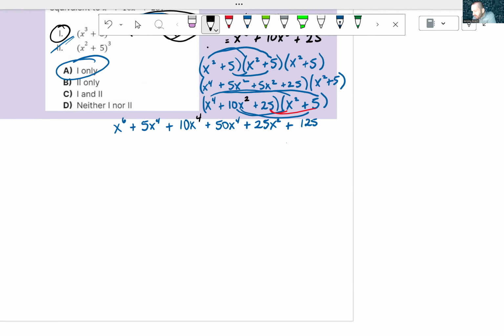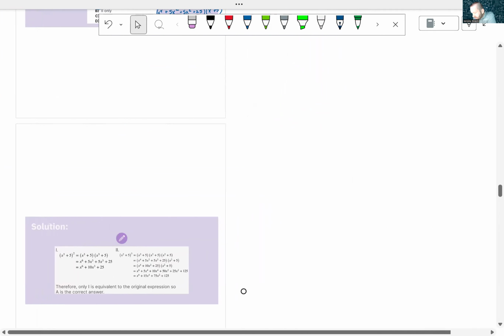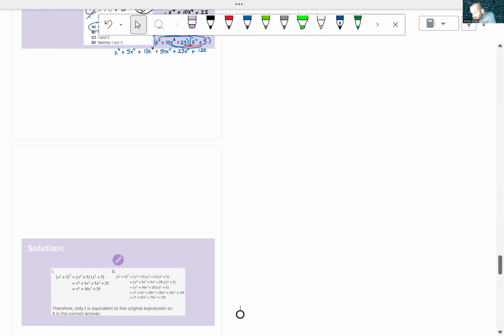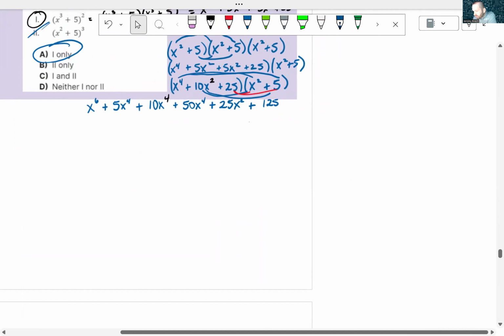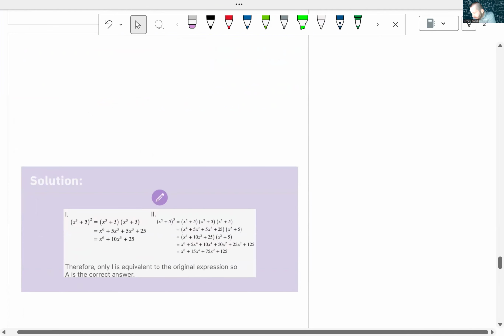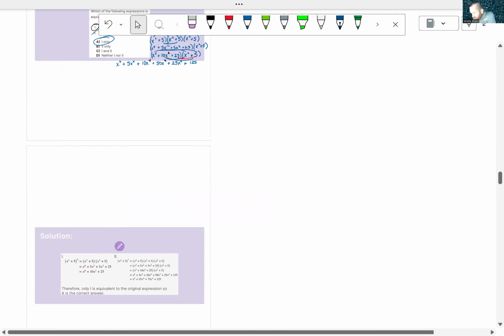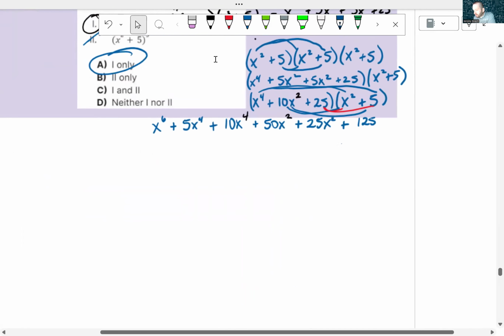Let's see if I made any other mistakes on here. So that's not good to have errors in the algebra. 10x to the fourth, 50x to the fourth. So that second term was wrong also because I made it to the fourth because that 10x was supposed to be a 10x squared. So that's 50x squared. Okay, I think that solved the rest of our problem there. I think that was just the one error. Plus 25x squared plus 125. Yeah. So there's that, just that one error made a huge difference in our answer.